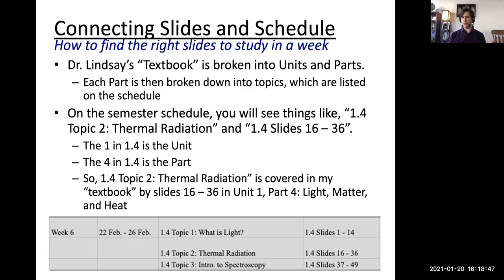Then let's say that you have your Unit 1, Part 4 slides, and you're looking at the schedule, which will be in Unit 1, Part 4. We start that on week 6. And we'll start with Topic 1, which is all about what light is. How do you know what slides to go look at? So on Unit 1, Part 4, what I'll do is I'll abbreviate that as 1.4. The 1 is for Unit 1. The 4 is for Part 4. So I already know if I see on the schedule, I'm supposed to be going over 1.4, that's Unit 1, Part 4 slides. I know what batch of notes I'm supposed to be looking at.